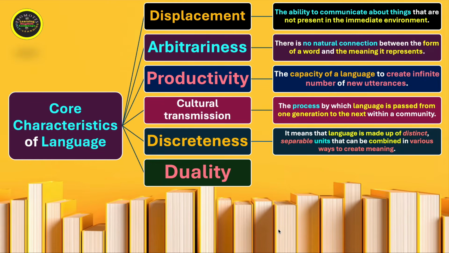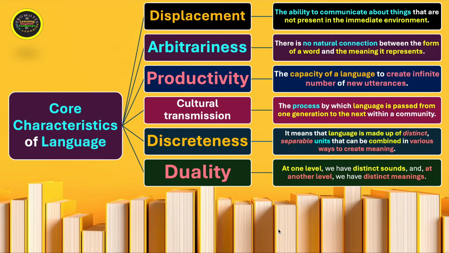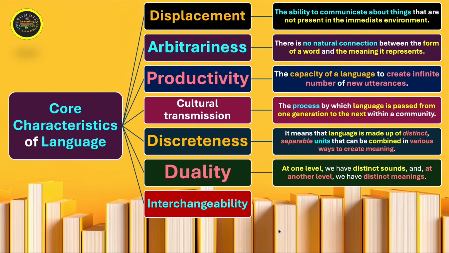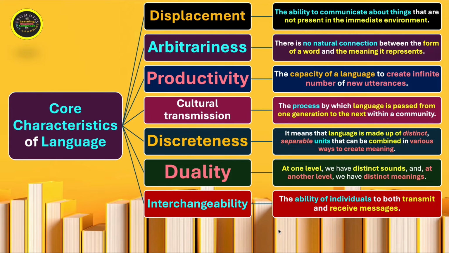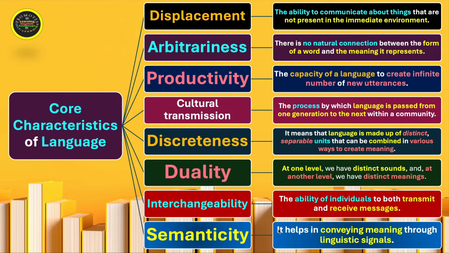We continue to the next point, duality. It refers to the idea that at one level we have distinct sounds and at another level we have distinct meanings when we combine those distinct sounds in a systematic manner. That is, in brief, the idea here about duality. We continue our discussion. Interchangeability. It refers to the ability of individuals to both transmit and receive messages, to send and receive messages. And the last point in this category is semanticity. It helps in conveying meaning through linguistic signals. So these are the core characteristics of language.